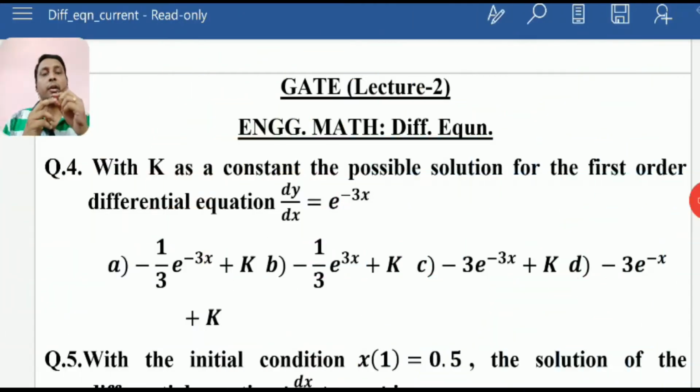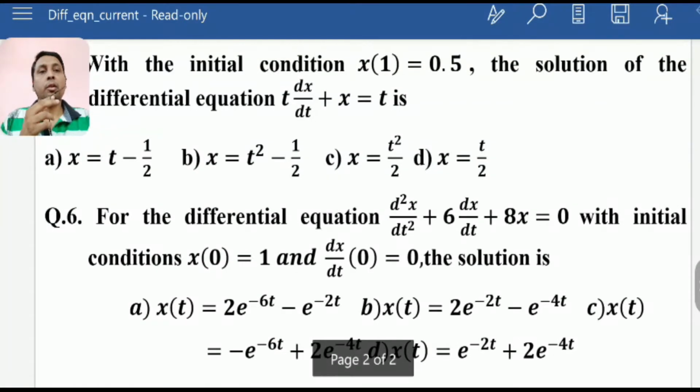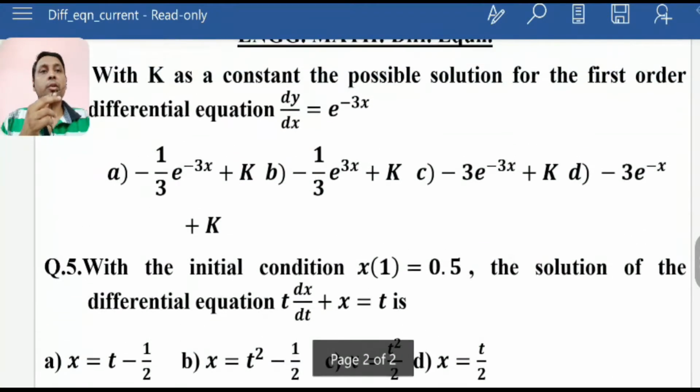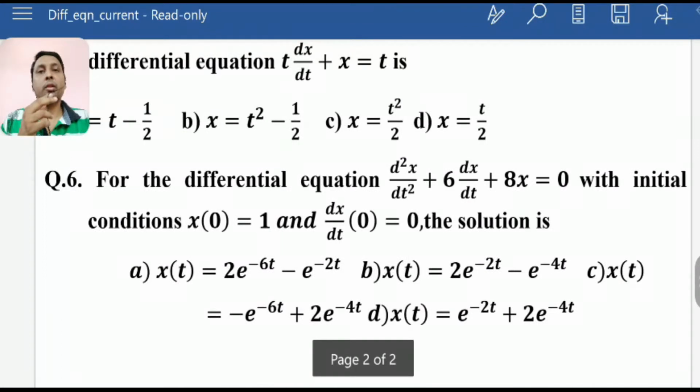Okay students, I welcome you all to lecture 2 of this GATE Engineering Math Differential Equation series. So today I have taken 3 questions, question number 4, 5, 6. Some questions on linear differential equation, first order differential and second order differential equation. So okay, let's solve it.